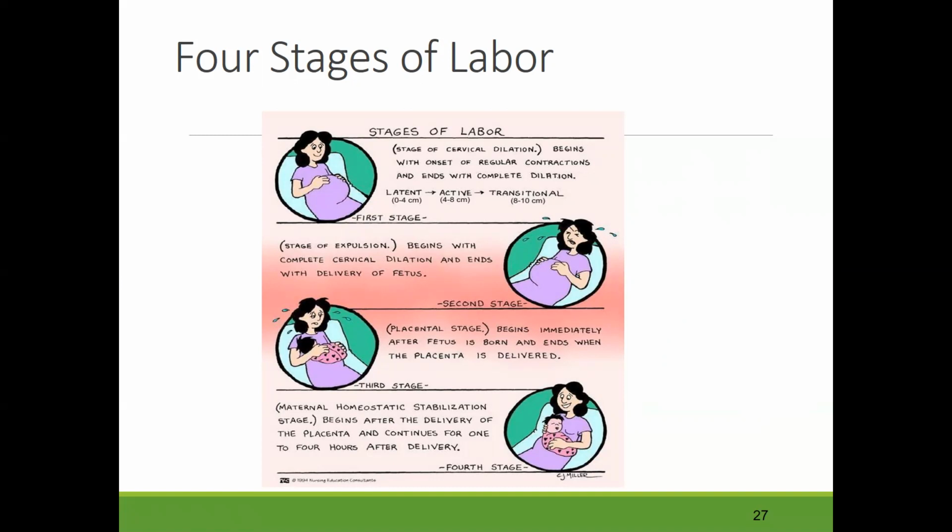Now, the third stage is the placental stage, which begins immediately after the baby's born and ends with the placenta being delivered. And then you may or may not hear about a fourth stage, which is the maternal homeostatic stabilization stage. That's basically after the delivery of the placenta and continues for about 4 hours after delivery, just making sure that mom stabilizes and the body naturalizes back on its own.